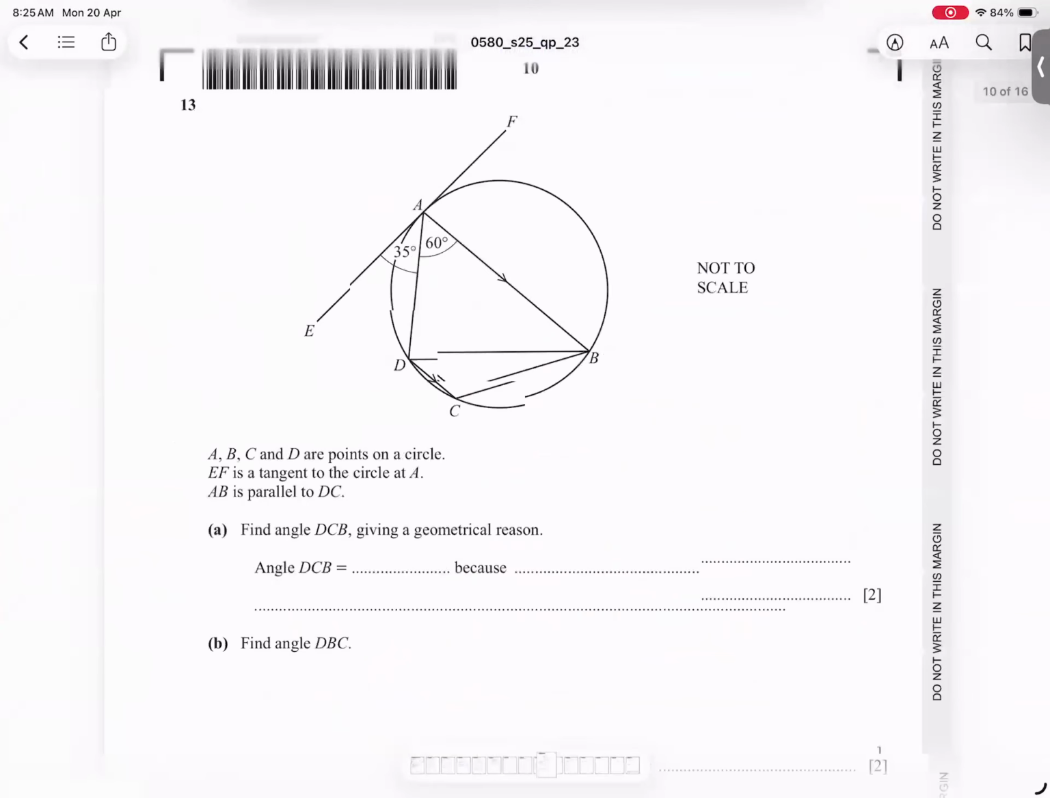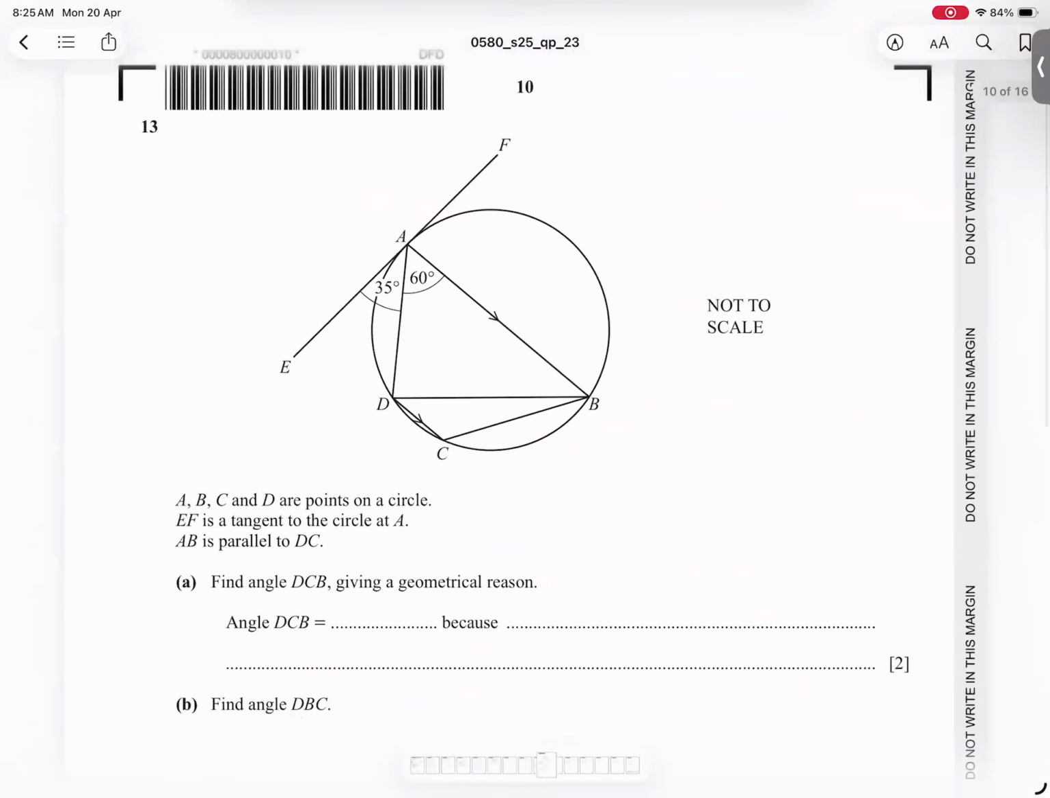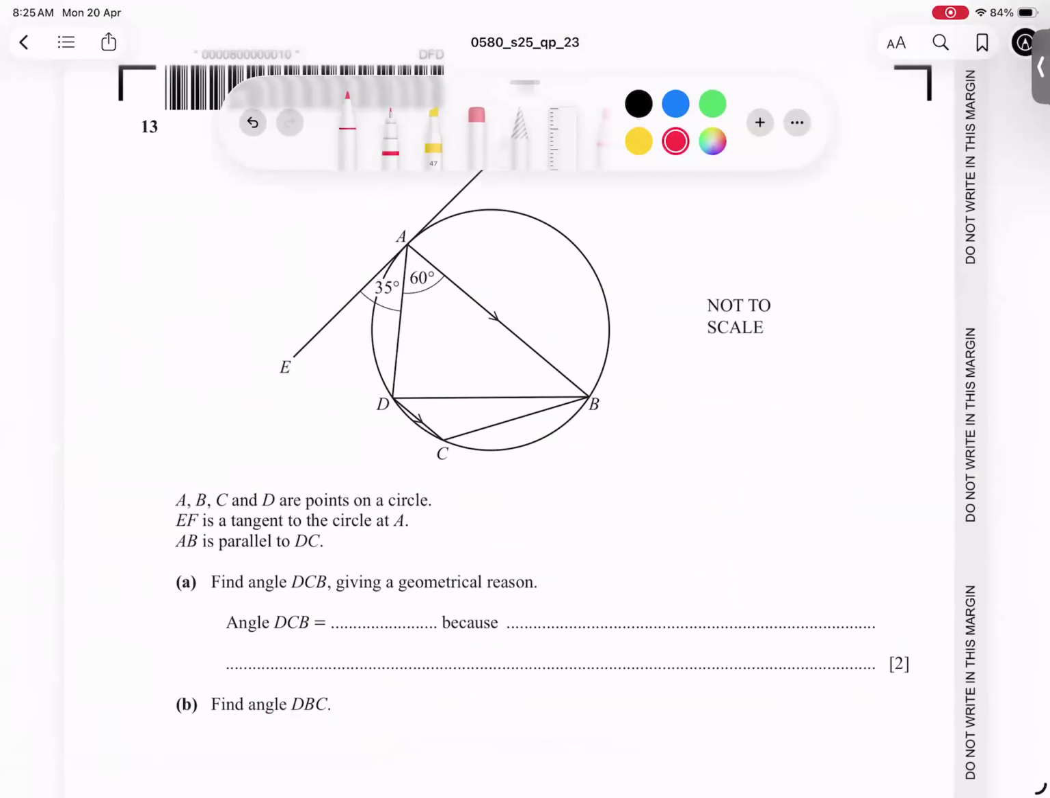Question number 13. In this question, points ABCD are mentioned. EF is a tangent, you can see, and AB is parallel to DC. So these parallel lines are given. Students, you can use the parallel lines concept, very important. Before I start, I'll show you one property of circles. Whenever a tangent is there and we have a triangle like this, this angle equals this angle, and this angle equals this angle. So in this sense, this is 35. Without any hesitation, in this triangle I can tell you this angle is 35.